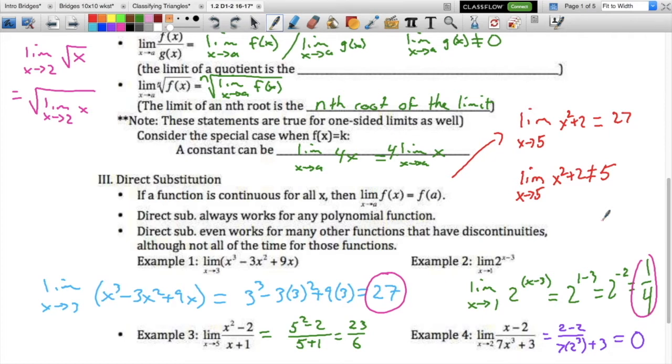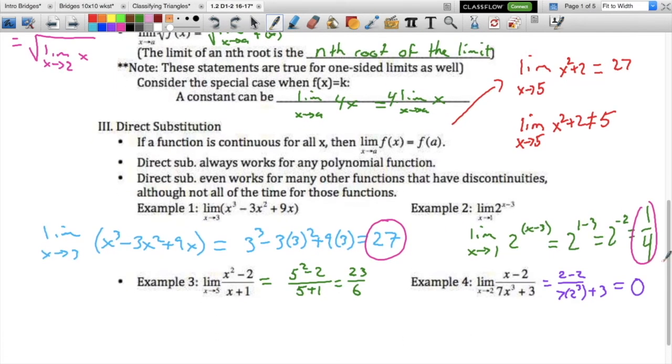How did you get 27? Is it because 3 to the third equals 27? Yes, this is 27, then minus 27, and then plus 27. Thank you. These I'm just plugging in, folks. Plug in a 5 here, get this. Plug in a 2 here, get this.